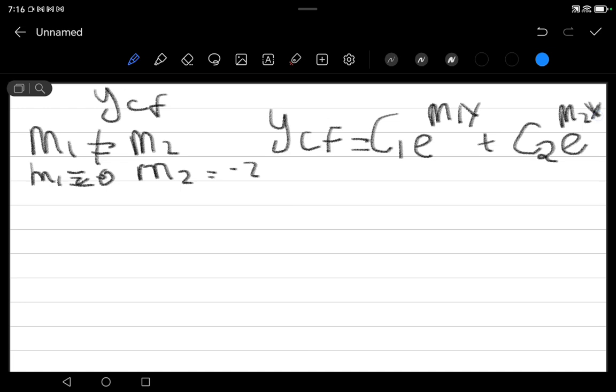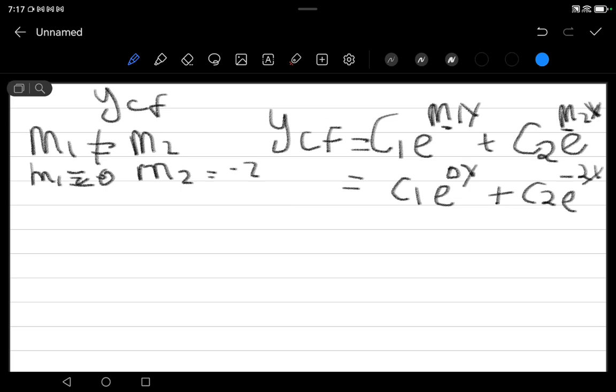Every time you get your m's, if your m's are not equal, the complementary function is going to be like this, and wherever there's m, you substitute the value. So here it's going to be c1 e to the power, our m1 is 0, so 0x, plus c2 e, our m2 is minus 2, so minus 2x. This is how we determine the complementary function.